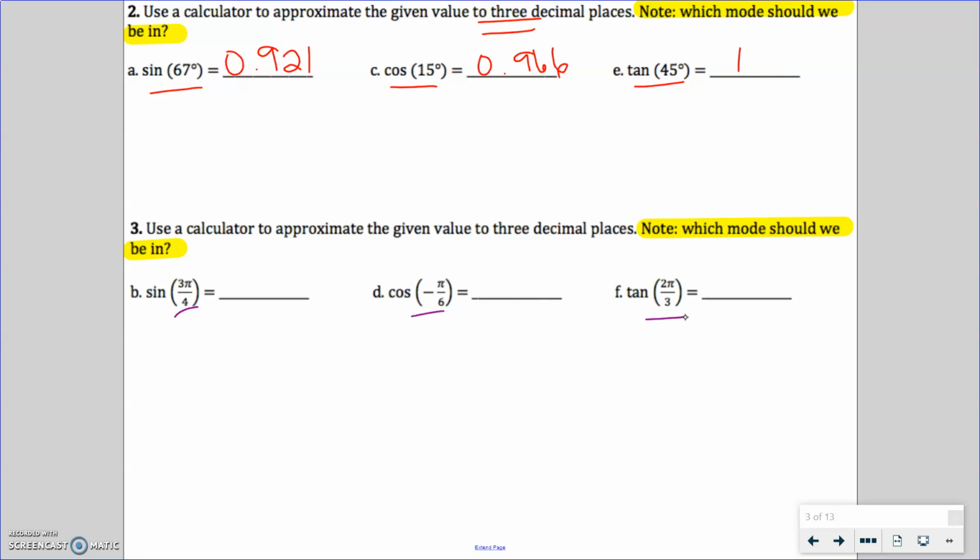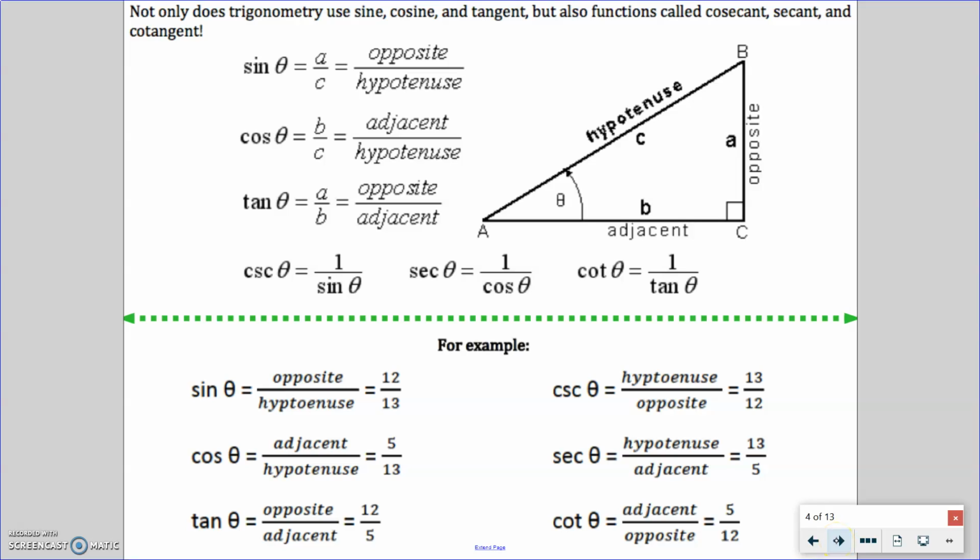So I'm going to type sine of, in a separate parenthesis, 3 pi divided by 4. And I end up getting, if I round to 3 decimal places, 0.707. Let's do cosine of negative pi over 6. I get 0.866. Tangent of 2 pi over 3, I get negative 1.732. Remember, if you're struggling with how to type it in, stop by and see me during office hours, and you can even show me what kind of calculator you're working with, and I can clarify that for you.